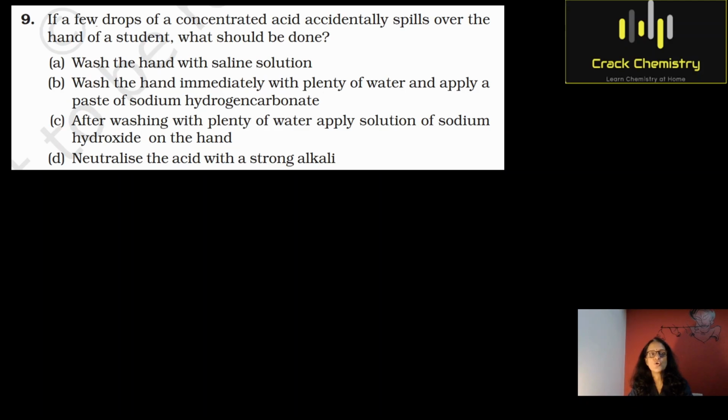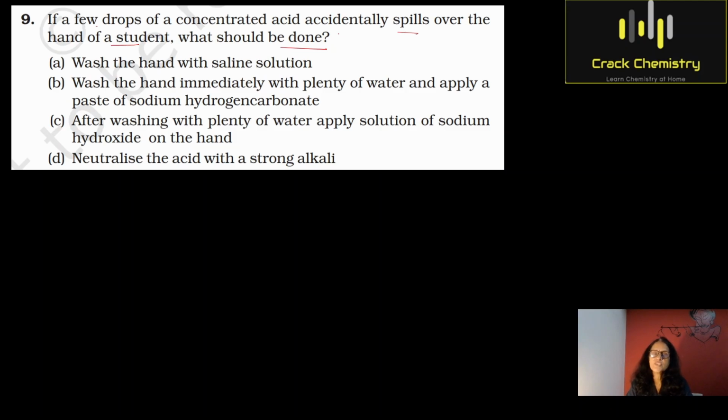If a few drops of a concentrated acid accidentally spill over the hand of a student, what should be done? Student, this is also an application of neutralization reaction. We must wash our hand immediately with plenty of water. And in order to neutralize the effect of acid, we must use a mild base.